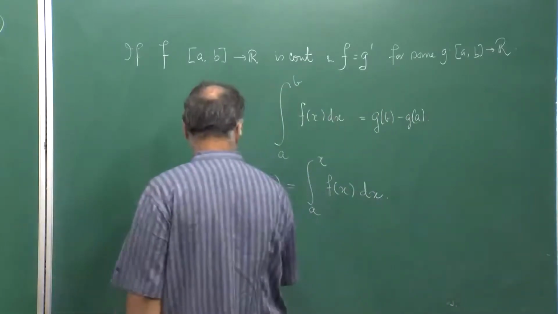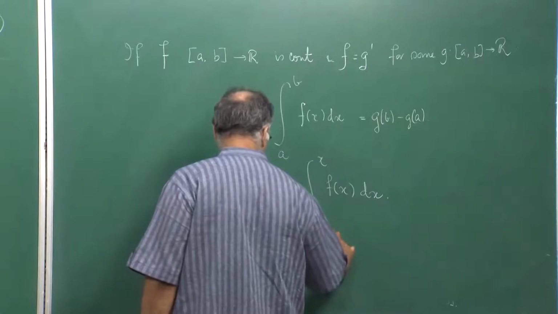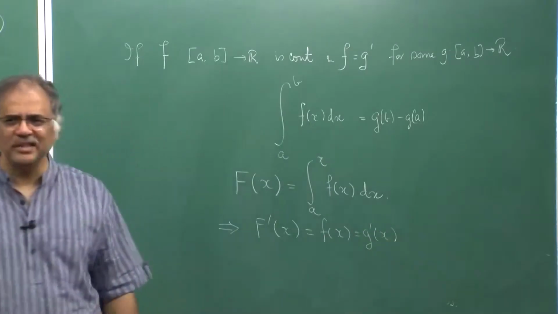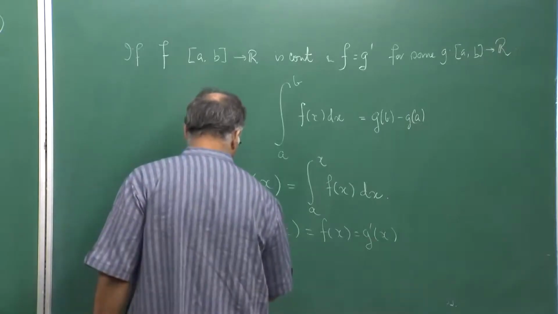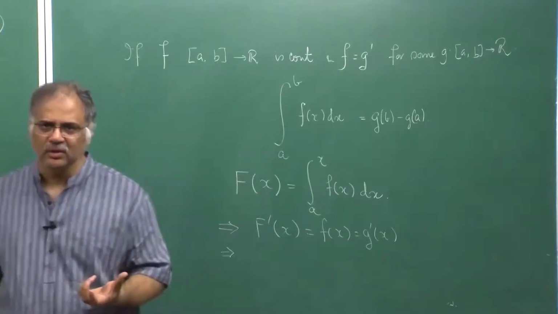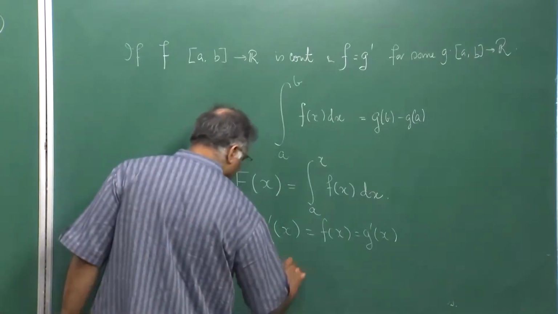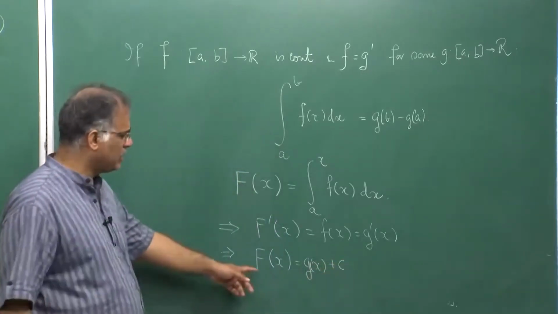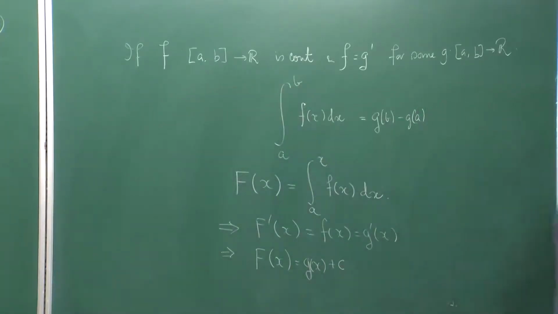By this previous theorem, it implies that F'(x) is equal to f(x) is equal to g'(x). But if two functions have the same derivative, then they differ by a constant. Basically the derivative of the difference F minus g is 0. So, F minus g must be a constant. So, it simply means F(x) is equal to g(x) plus c. So, there is no uniqueness of this capital F, that is something one has to be very, very careful about.